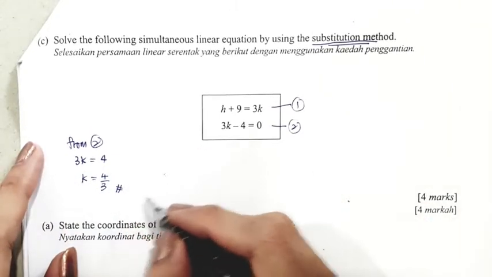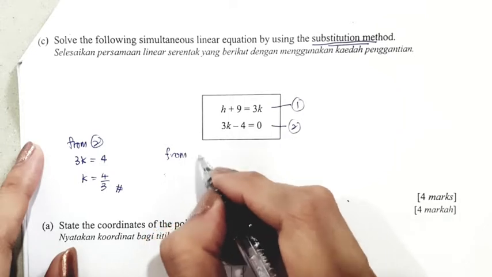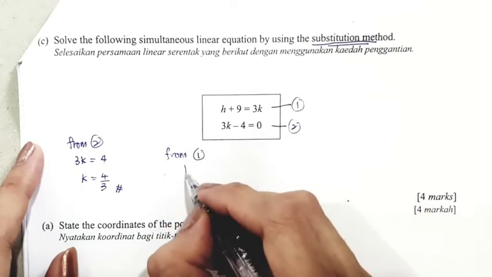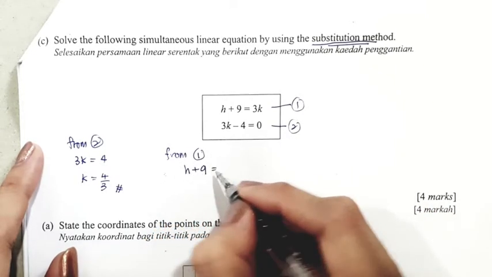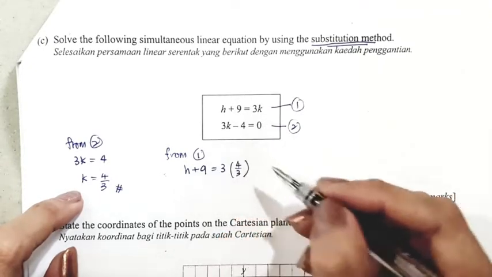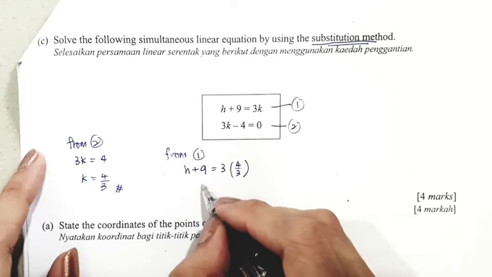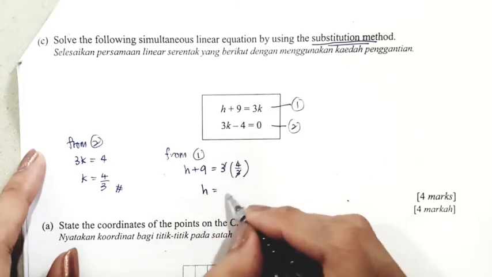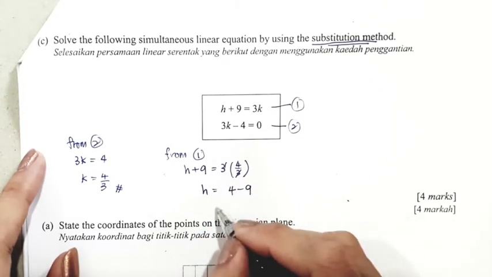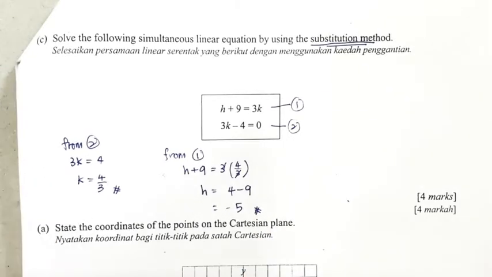And once we have done this, then from equation 1, h plus 9 will equal 3k. K is 4 over 3. And this is called substitution. You substitute what you have found into the equation. So h equals 4 minus 9 equals negative 5. That's it. We have found the answer right away.